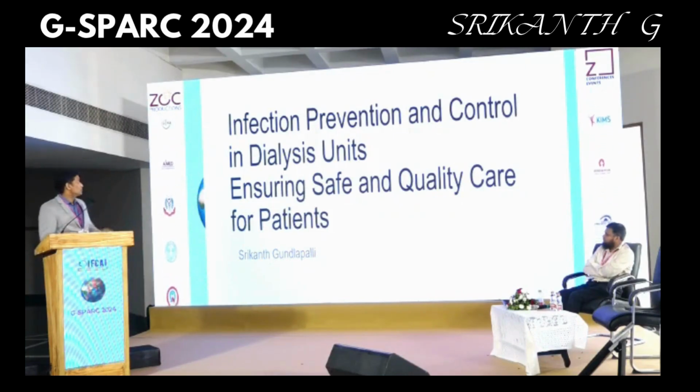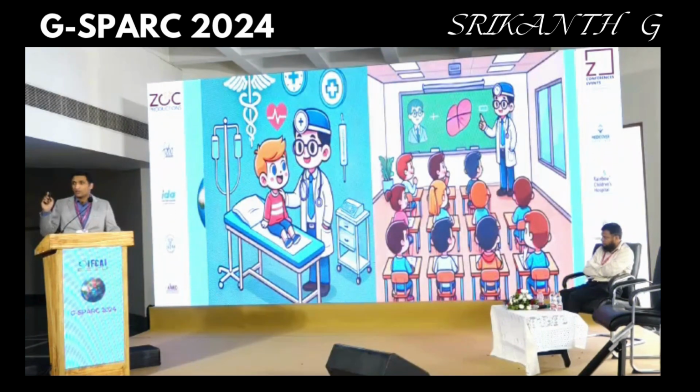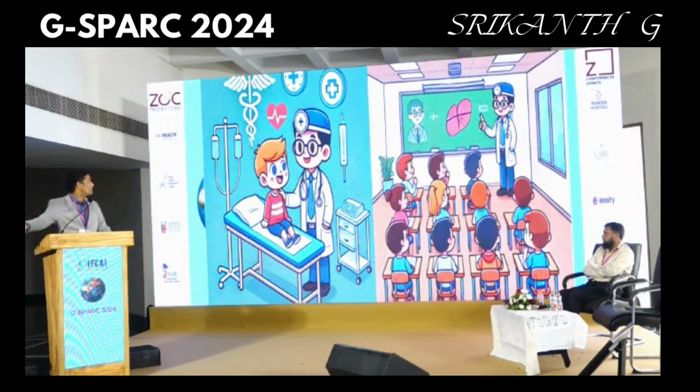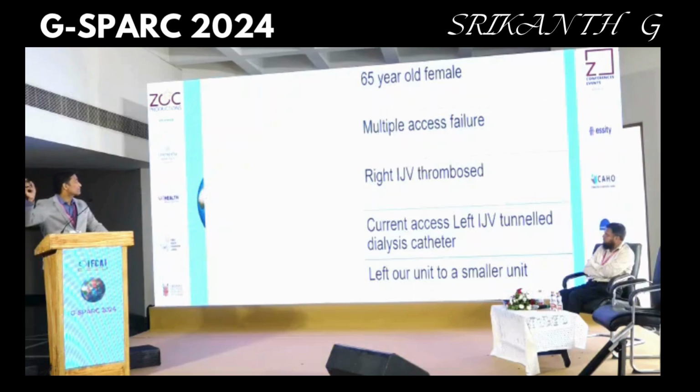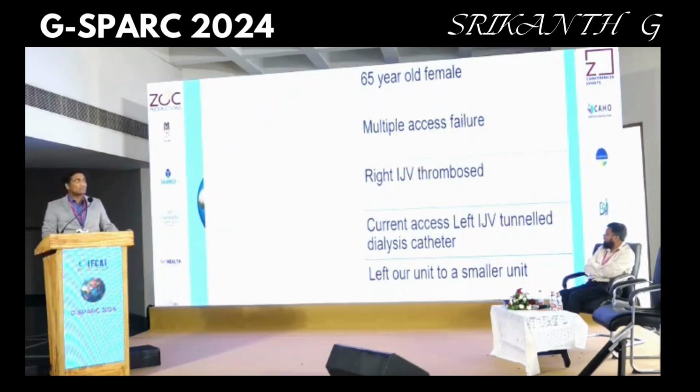So the task is to discuss infection prevention and control in dialysis units, ensuring safe and quality care for patients. As I've told, I'm a clinician, not an academician, so don't expect a lot of data. I would only give you a few clinical scenarios and what is happening to our patients. So I'll start with a case. This is a 65-year-old female with multiple access failure.